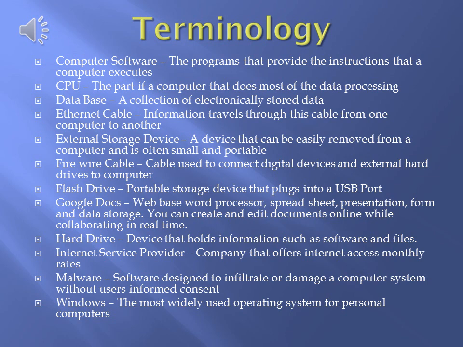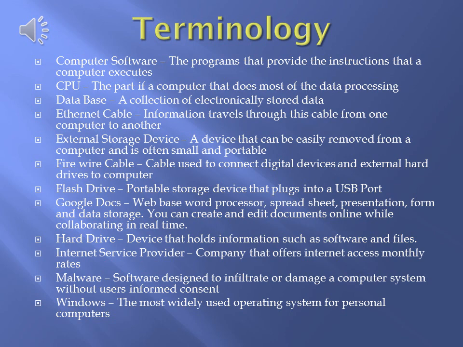Okay, so just like any other class, you're going to have some terms that you're probably going to hear me saying as the class goes on. So I just want you to be a little bit familiar with some of these terms. We're just going to start from the beginning here. Computer software, those are programs that provide the instructions that the computer executes. Your CPU, that's your core processing unit. It's also the part of the computer that makes up most of your data processing. It's actually inside of that tower unit, or if you have a laptop, it's inside of your laptop.